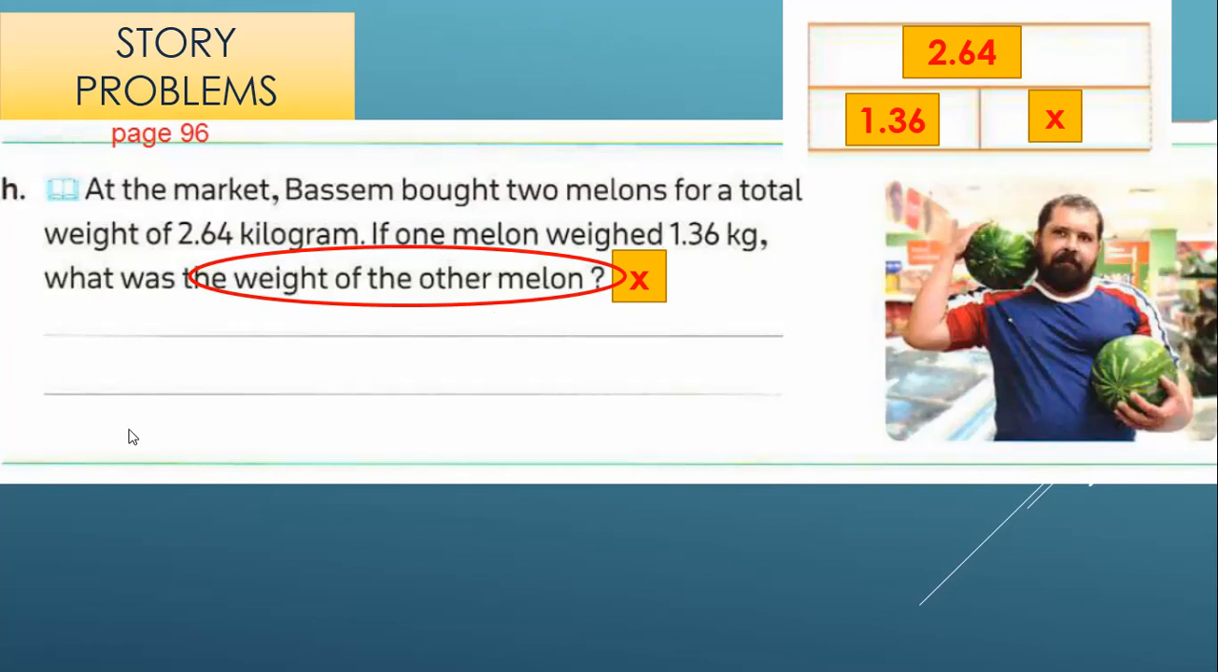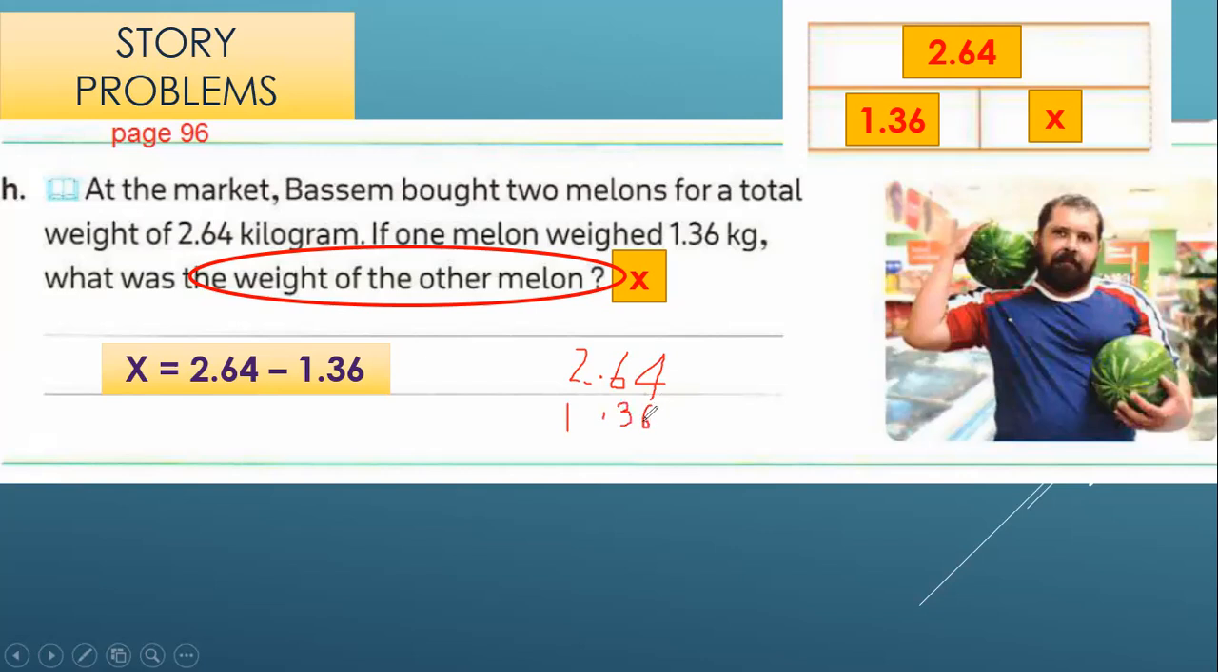2.64 kilograms minus 1.36 kilograms. We need to write the greatest number first. The greatest number first. So we will start with 2.64 kilograms minus 1.36 kilograms. So can you subtract the numbers? Okay, 4 minus 6. We better write it vertically like this, okay?